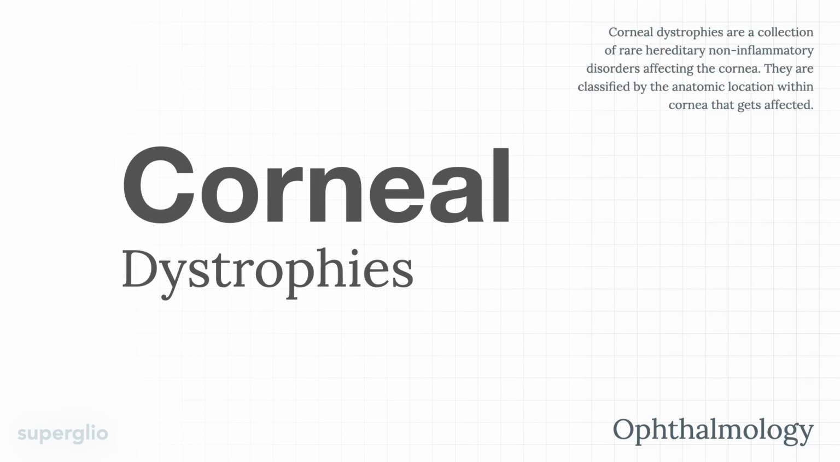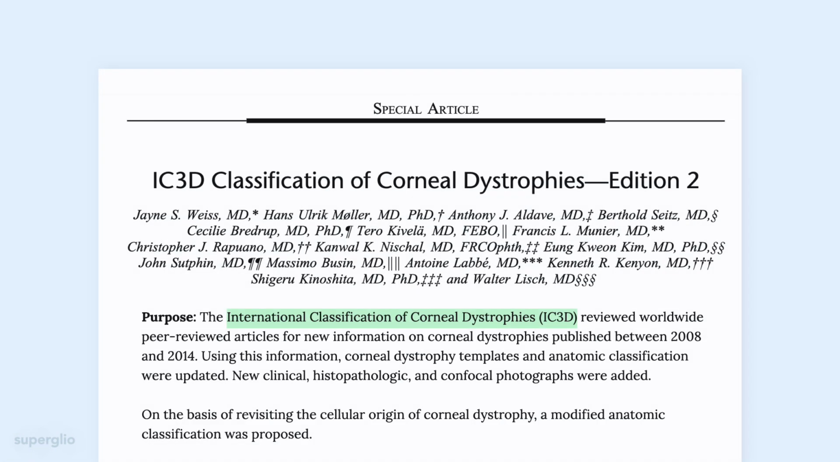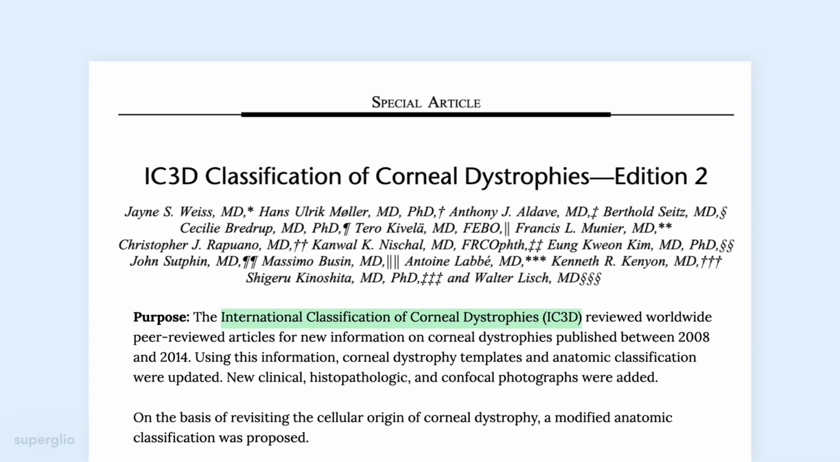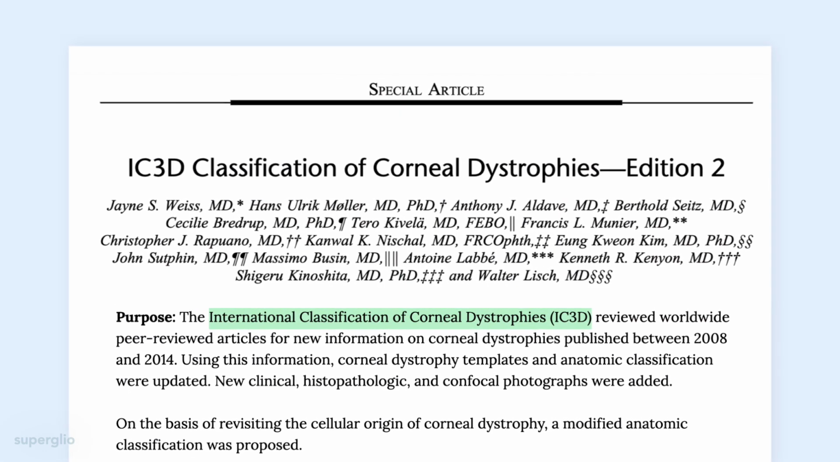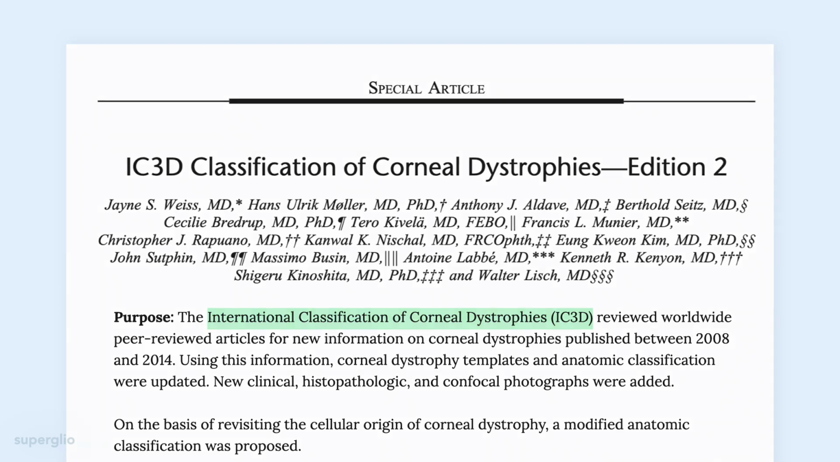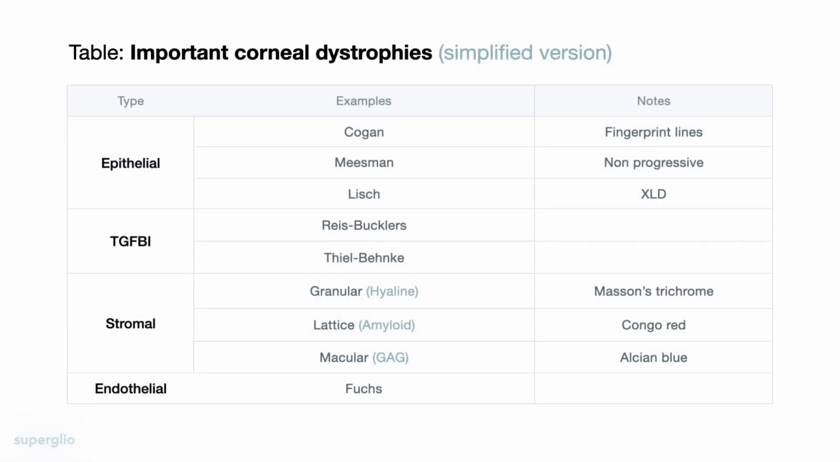Corneal dystrophies are a collection of rare, hereditary, non-inflammatory disorders affecting the cornea. They are classified by the International Classification of Corneal Dystrophies (IC3D). This table highlights the important corneal dystrophies we need to know.